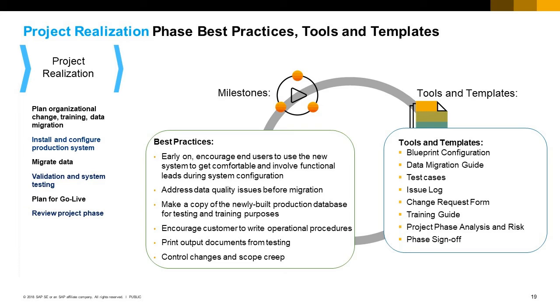During the customer validation there is the possibility of changes to scope. Make sure you document all requested changes and discuss with the customer any impact on the project scope and costs. The project plan should be updated to reflect any change of scope or timeline. Tools and templates you can leverage in this phase include Blueprint configuration and data migration guide from the previous phase, Test cases, Issue log, Change request form, Training guide, Phase sign-off and project phase analysis and risk.